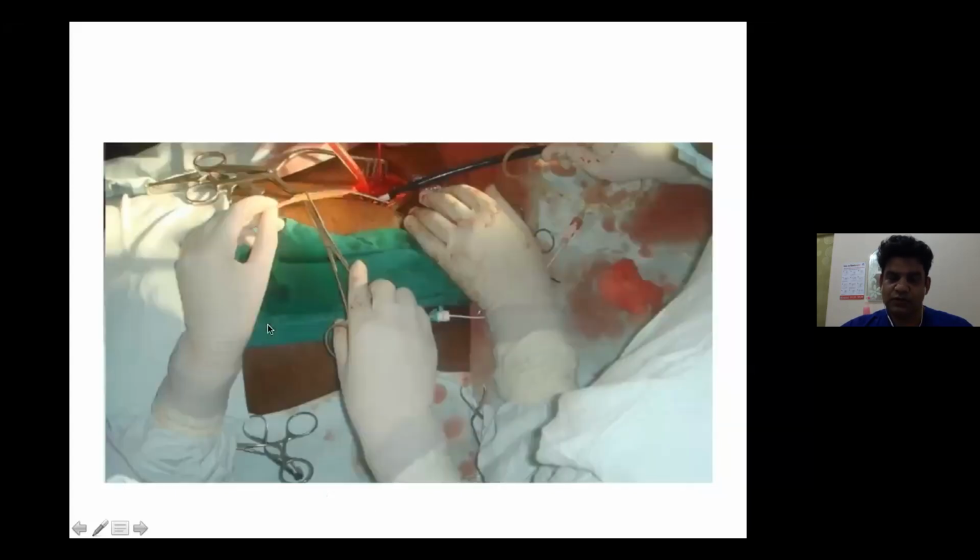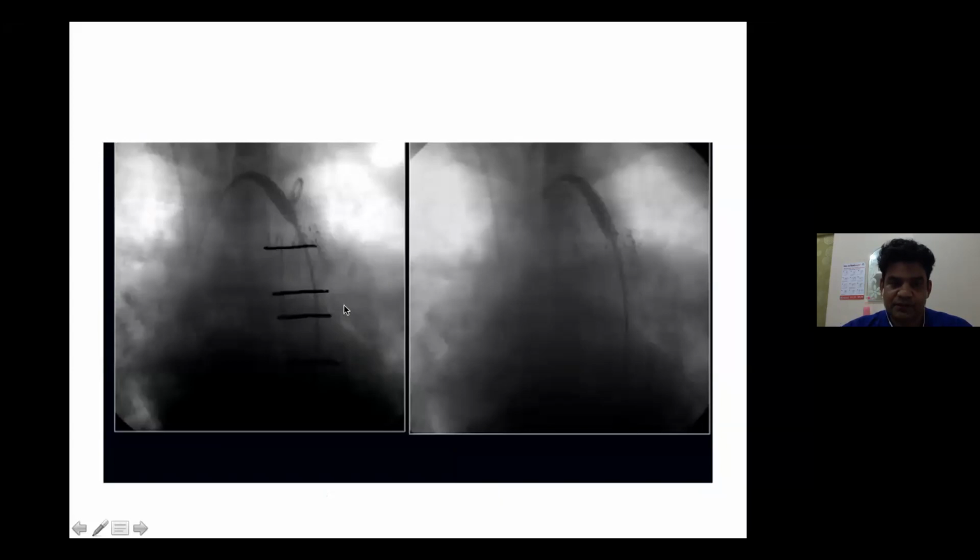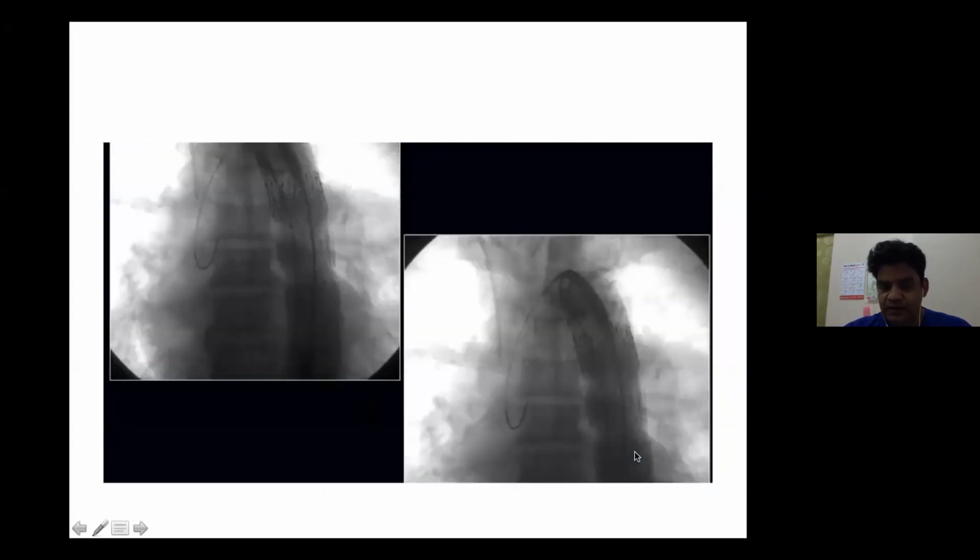Once we do the angiogram, we found that this is the aortobronchial fistula. This is where the leak is. We can see this very clear round thing. This is like a valve-like mechanism. The aorta is opening into the bronchus over here. And then we deployed our graft, the thoracic aorta graft, at the level of the fistula. And this is the patient getting discharged after 10 days.